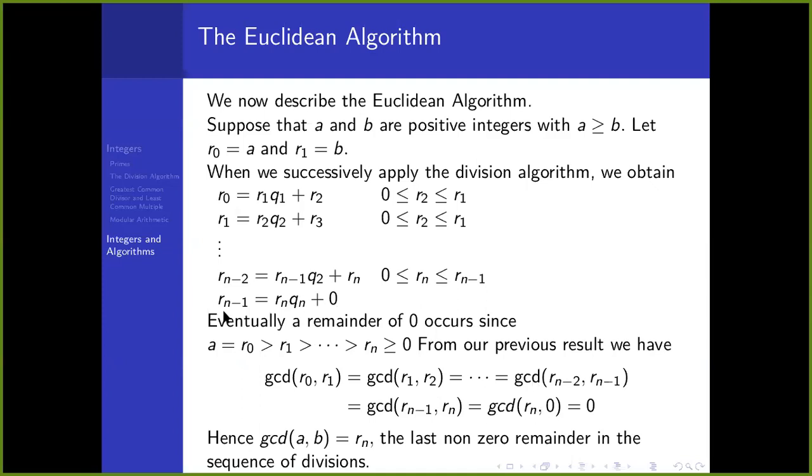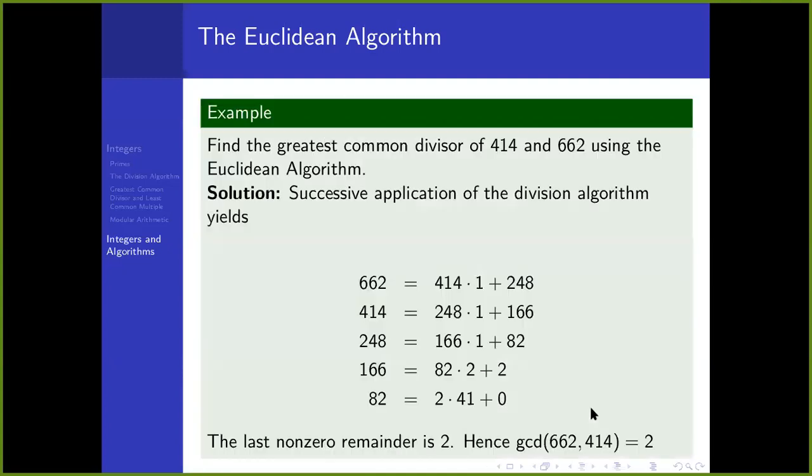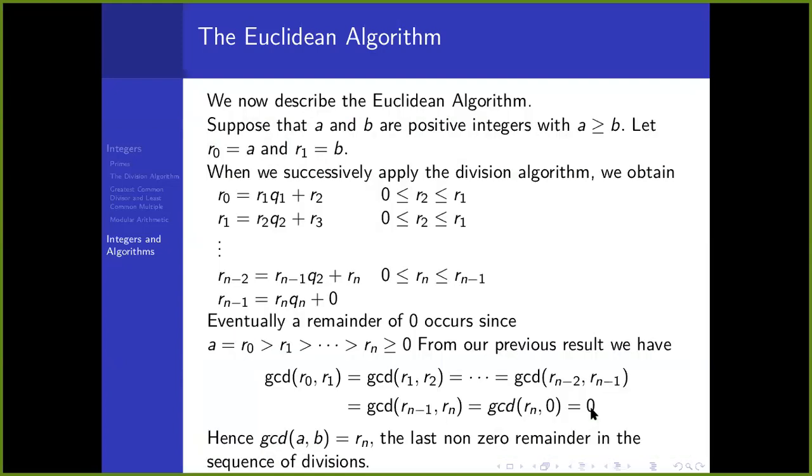At the end, the remainder is 0. So the GCD of Rn minus 1 and Rn will be the same as the GCD of Rn and 0. But the greatest common divisor of Rn and 0 should be equal to Rn, not 0. Again, there's a mistake there. Looks like today the slide is full of mistakes. So the GCD of Rn and 0 should be equal to Rn. So we come to the conclusion that the GCD of A and B must be equal to Rn. This is the last non-zero remainder in the sequence of division.